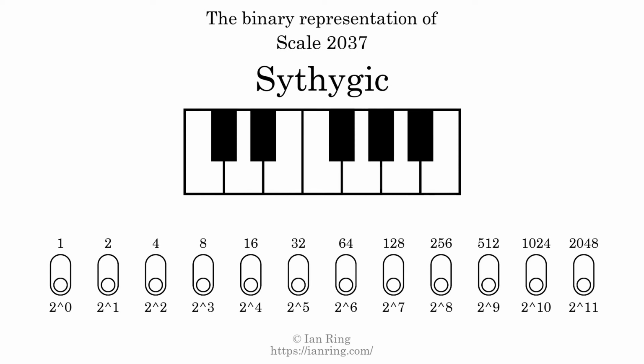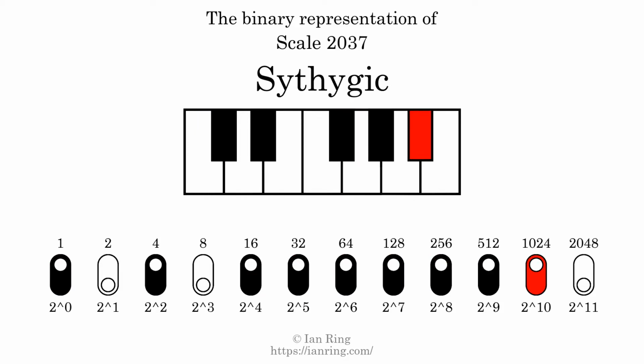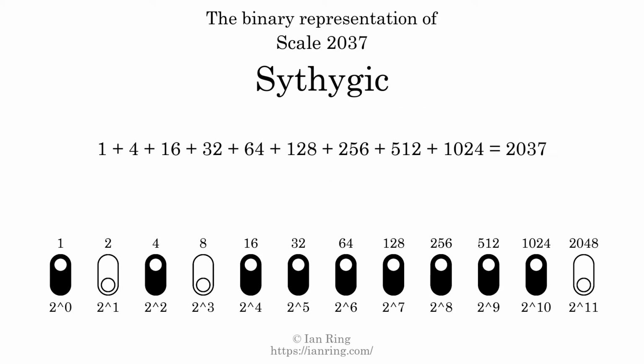The binary representation of this scale is determined by mapping tones of the scale to binary digits. Each binary digit represents a power of 2. To get the scale number, we add the powers of 2 together. The powers of 2 that are present in the scale, all added together, equals 2037. That is why the scale number, in decimal, is 2037.